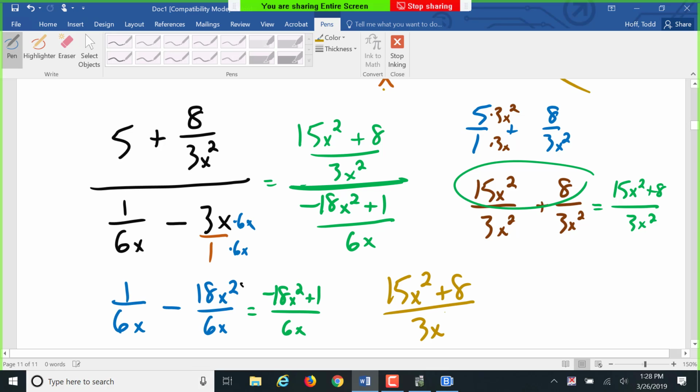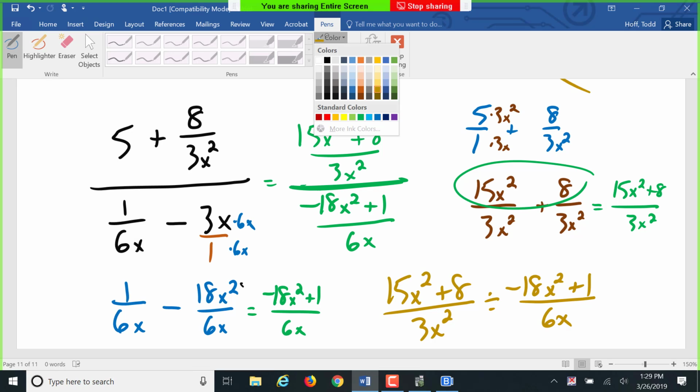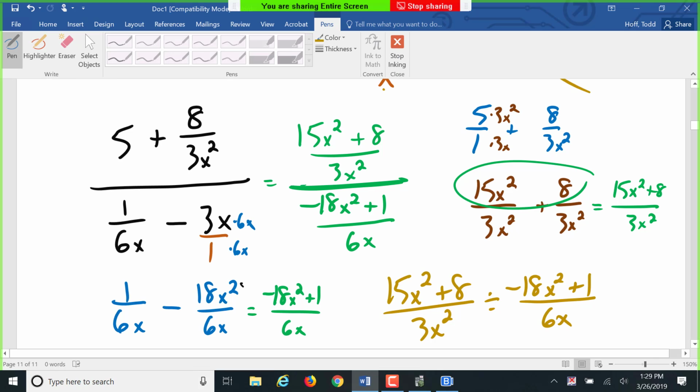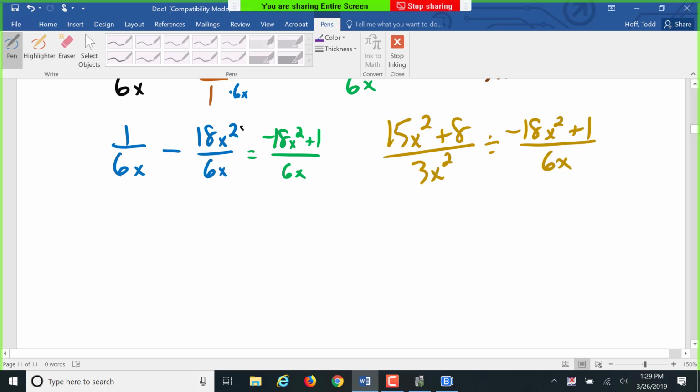So I'm going to write out the division. 15x squared plus 8 over 3x squared divided by negative 18x squared plus 1 over 6x. We'll change it into multiplying by the reciprocal. So it becomes times 6x over negative 18x squared plus 1.